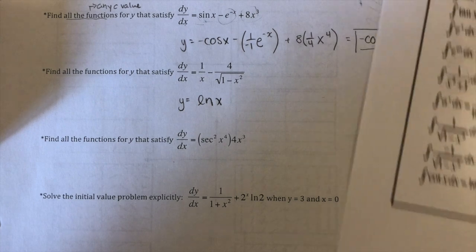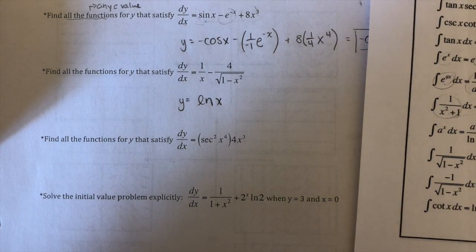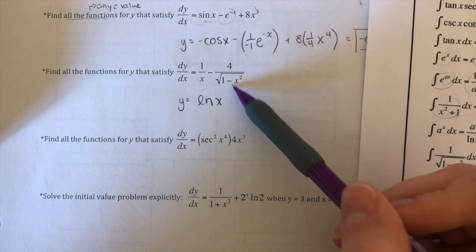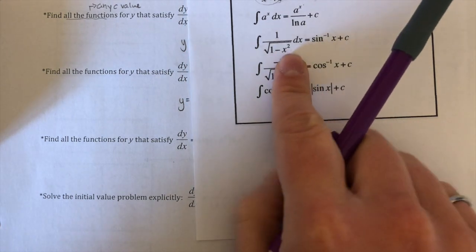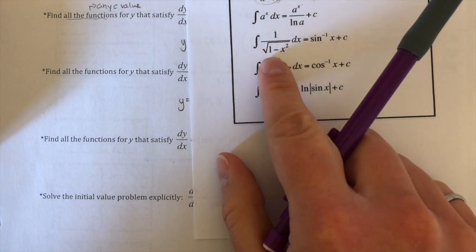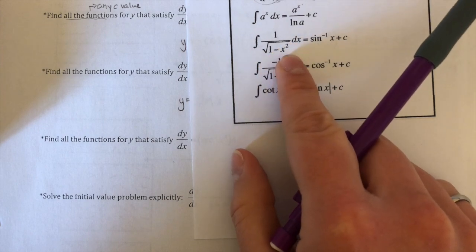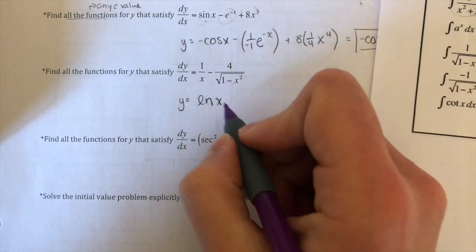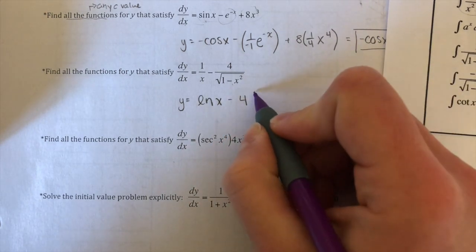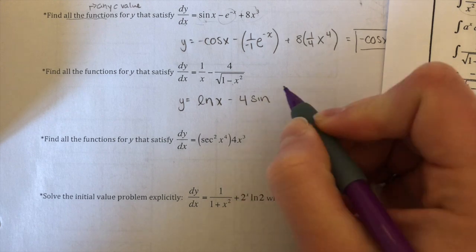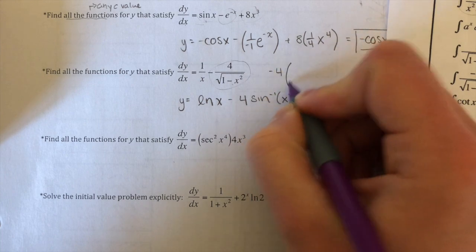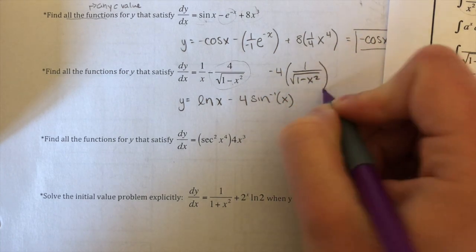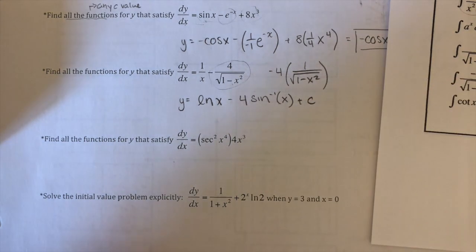Okay, this one we've got 4 divided by 1 minus x squared, all square rooted. So see how that looks a lot like this guy, okay? Something divided by 1 minus x squared, all square rooted. So this is just going to be minus 4 of the sine inverse of x, because remember this whole thing could be written as minus 4 times 1 over 1 minus x squared. Okay, and then that plus c adds all of the options.